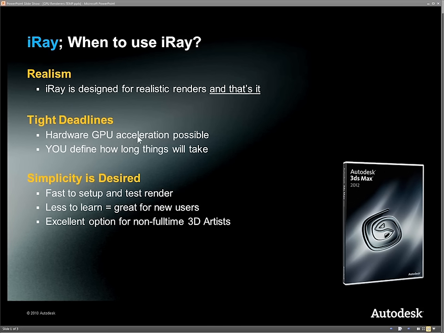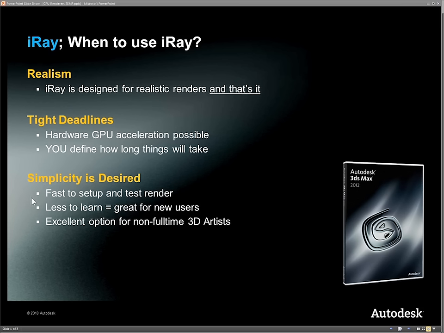As opposed to something like the Scanline or Mental Ray, which are software renderers, both Quicksilver and Iray have the option to use NVIDIA hardware to accelerate your renderings on the GPU. And another interesting thing that you'll see in a moment is that you define how long things will take to render.